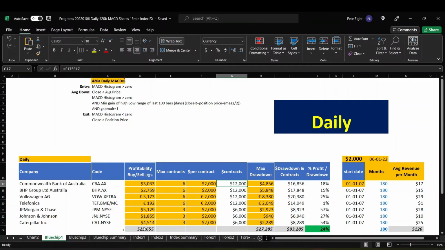So what we look at is then the profit over the max drawdown, and that's 24%. And what we do then is look at today's date, and look at the number of months since the start of 2007. That calculates out to 180 months. Today's the 6th of January, 2022. And that's roughly our average revenue per month generated on trading those stocks, or $126 had you traded those using this strategy.